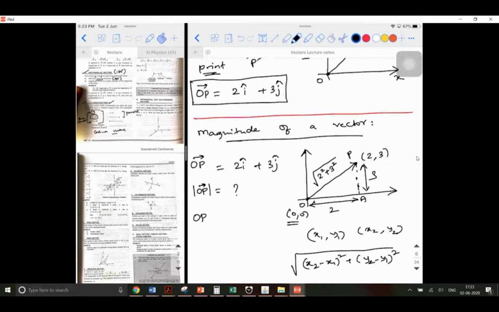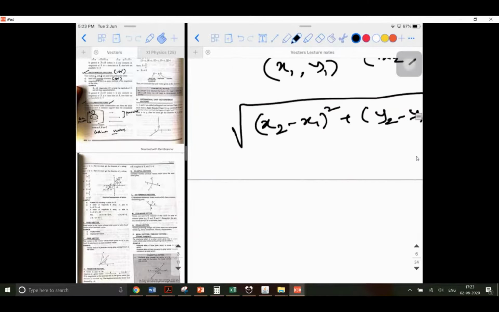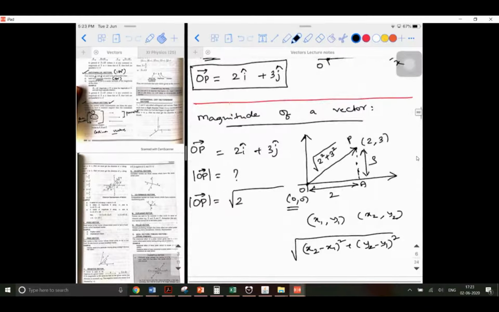So what is going to be the length of OP? OP vector magnitude will be equal to the square root of 2 minus 0 the whole square, that is 2 square, plus 3 minus 0 the whole square, that is 3 square. So both mean the same, whether you follow the right angle triangle concept or the distance formula, the answer is going to be the same. But I want to give a generic formula because my concern is not only about 2, 3.